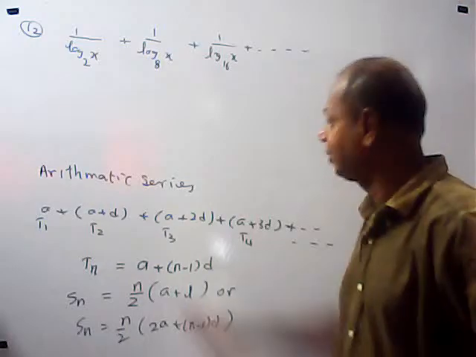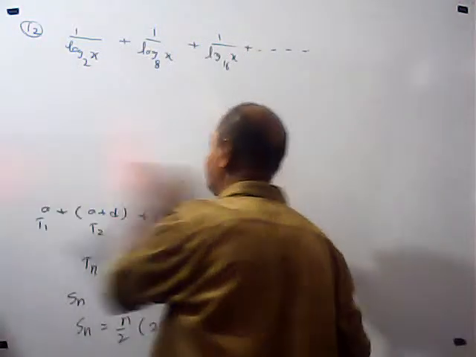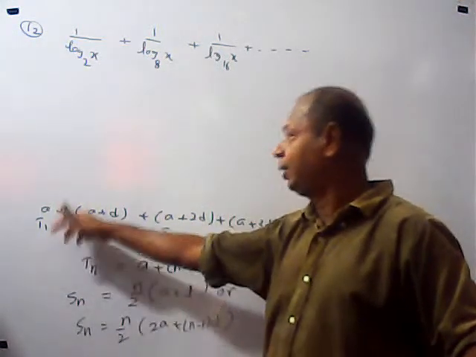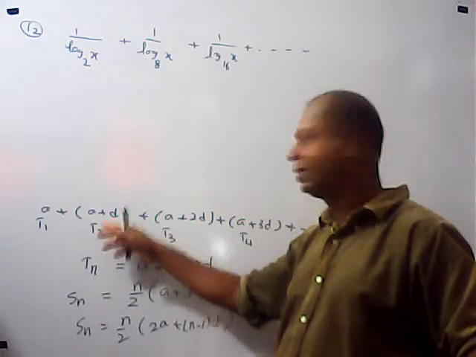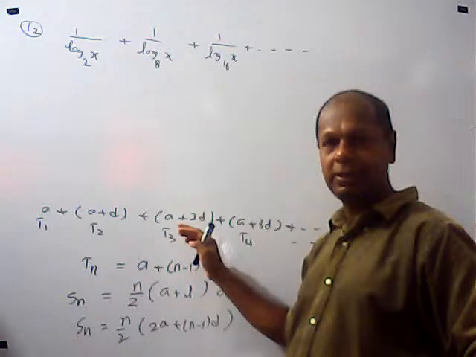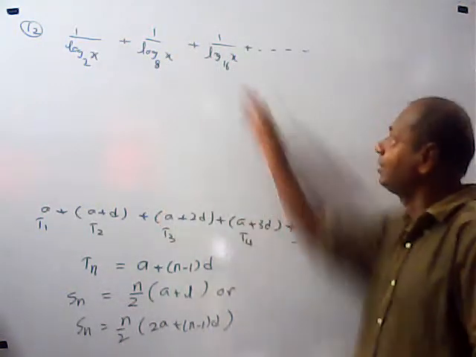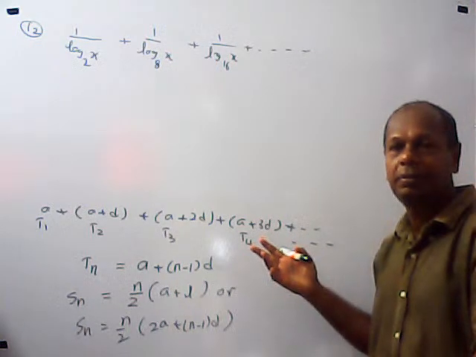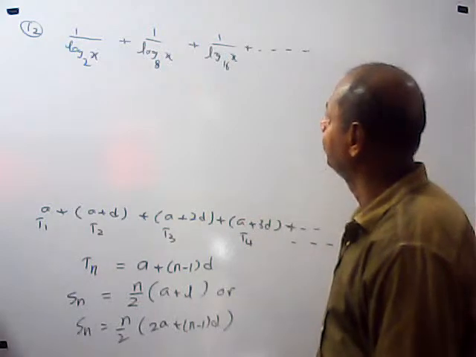So we have to show that it's in this form. You have to show that this can be written in the form: first term is a, second term is a plus d for some constant d, the third term is a plus 2d, the next is a plus 3d. If you can express this in this form, you can see that it's an arithmetic series. So let's try to write it in that form.